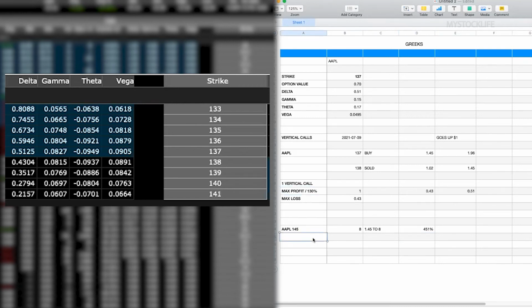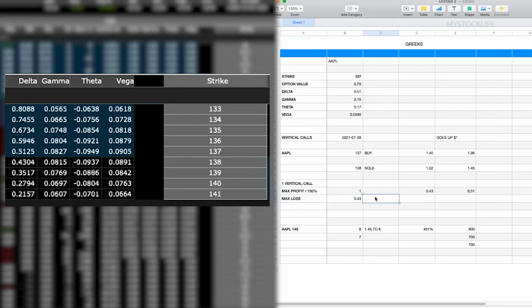Why? Because with Apple at 145, the 137 calls are 8 intrinsic value, and the 138 intrinsic value is 7. I sell this for 800, and then I have to buy this back for 700, and my max profit is only $100 from $43. Makes sense? Here in the vertical call, your max profit is limited.